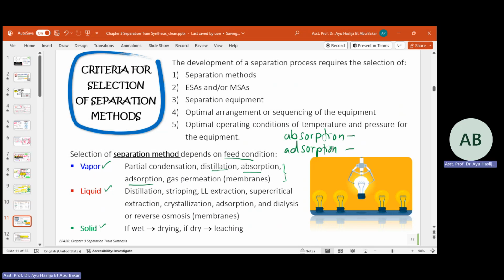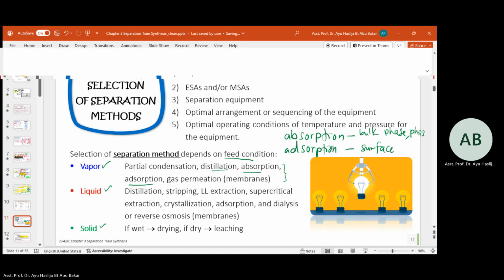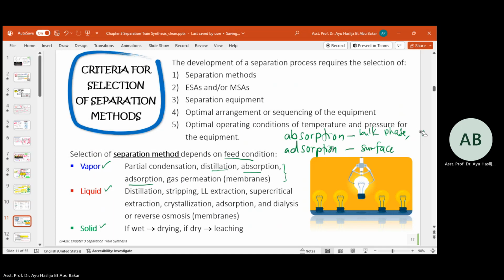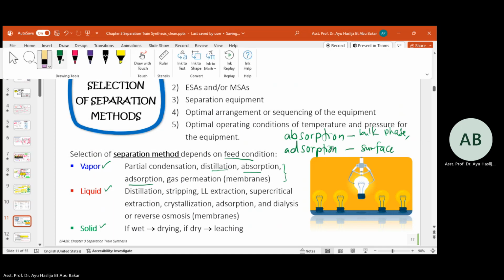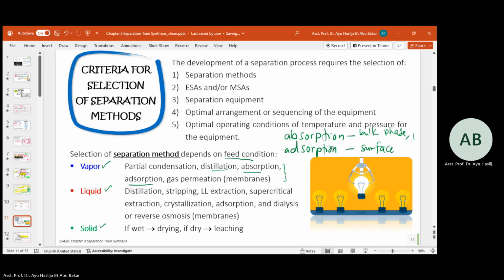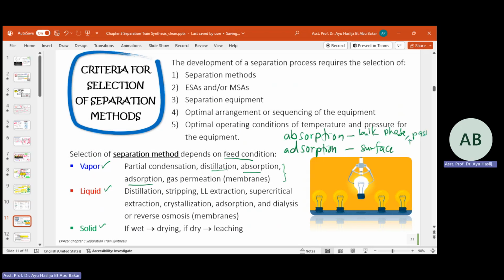Okay. Absorption involves the bulk phase. Adsorption is on the surface only. Absorption, it passes through the bulk phase. Sorry, not phase, it passes through the surface.